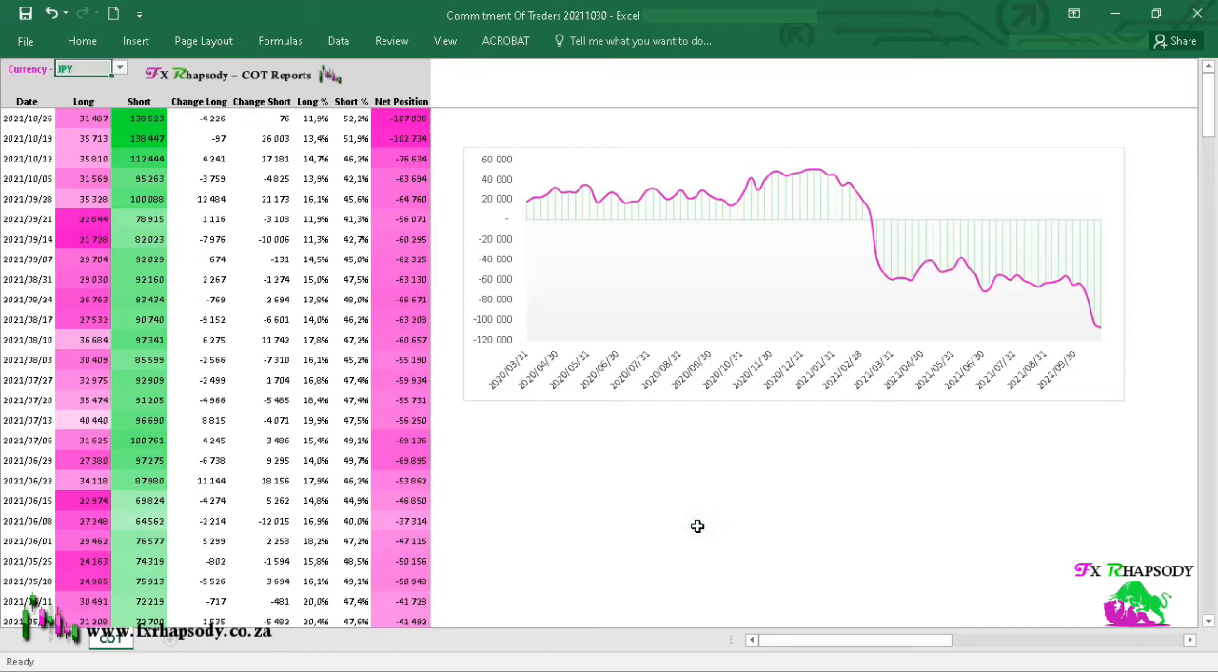So yes, this is how I look at my COT reports. Like I said, I update this every weekend. I post it on my site, so you can just go to the website and download it there. From this coming weekend, I will add this little chart to the COT reports. It's a nicer way to view it, if you know what I mean.